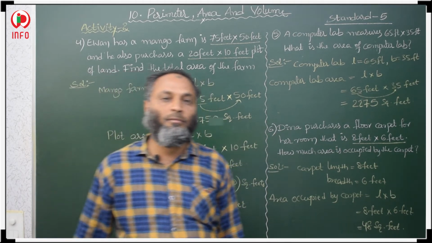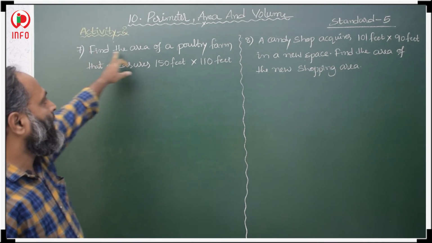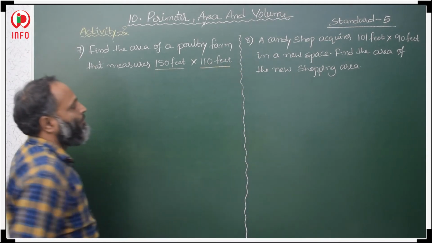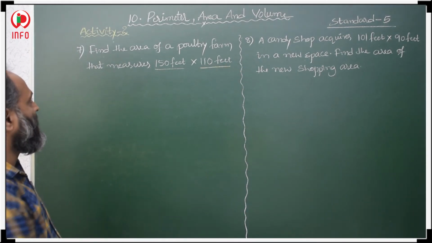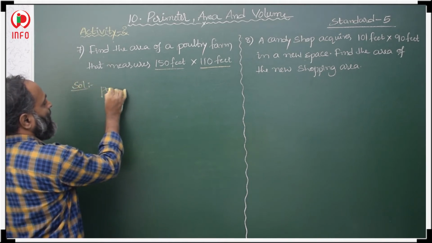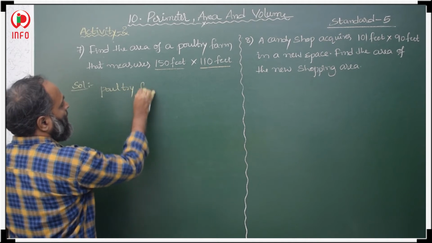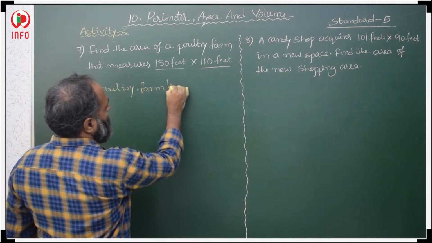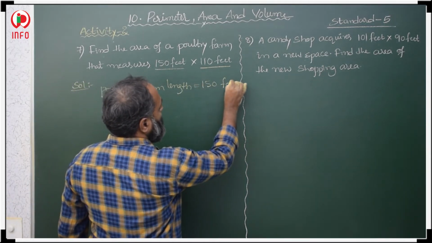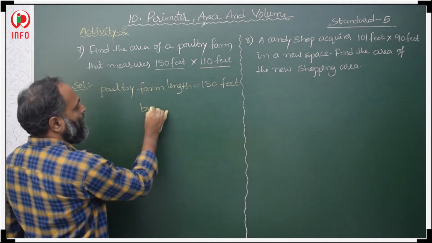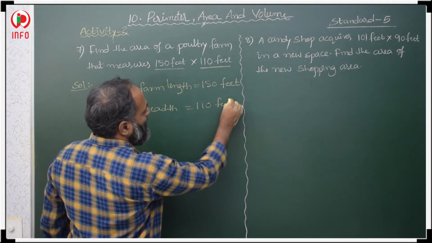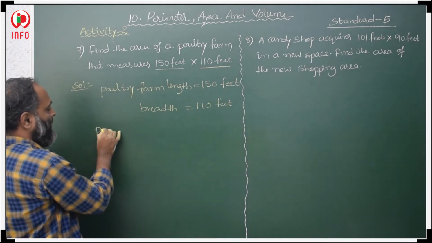Now next, the 7th question, find the area of the poultry farm. Length is given and breadth is given. Length and breadth of a poultry farm is given, then we have to find area. So here poultry farm length is 150 feet. Breadth, what is the breadth? 110 feet.